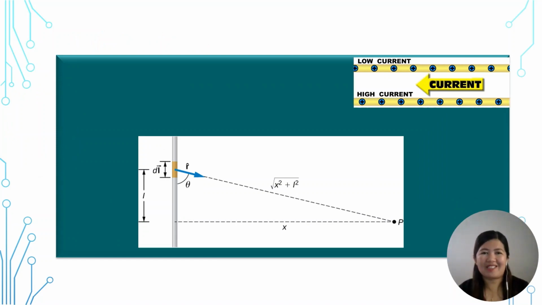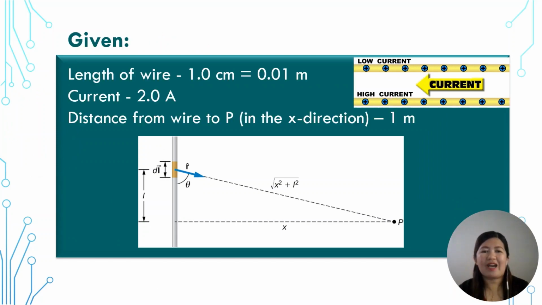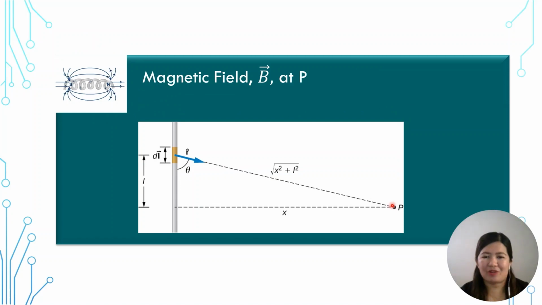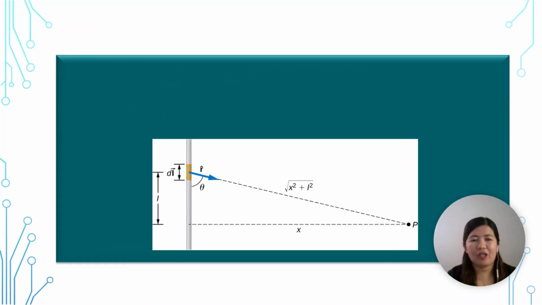Let's recall the quantities given. We have the length of wire, which is 1 centimeter, as you can see here, current of 2 amperes, and distance from wire to P in the x direction, which is 1 meter. What we are looking for is the magnetic field at point P. We can determine the magnetic field at point P using the Biot-Savart law with the following formula.